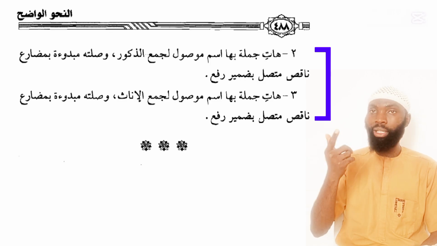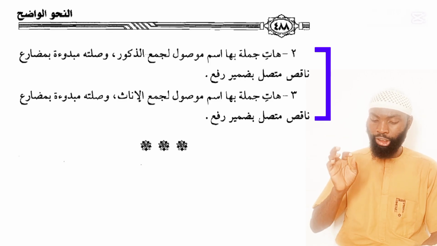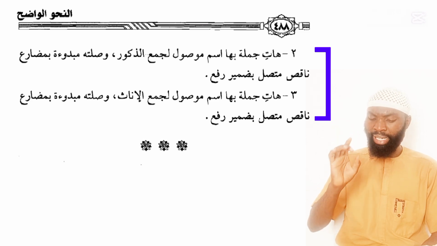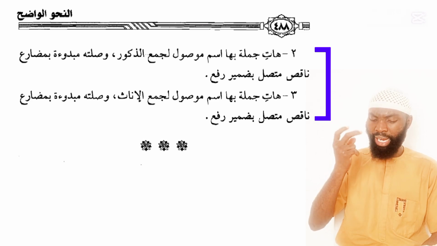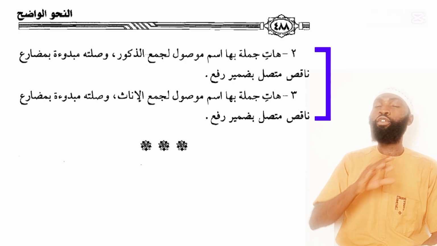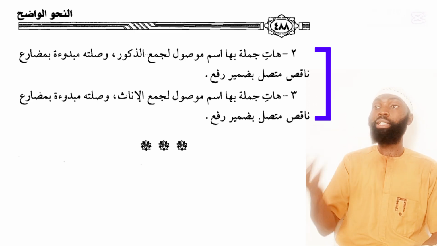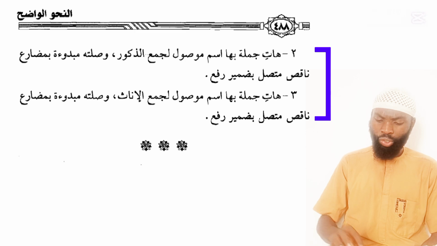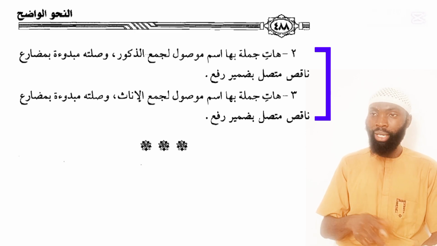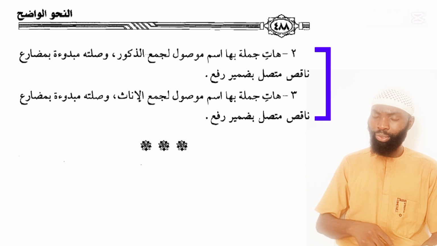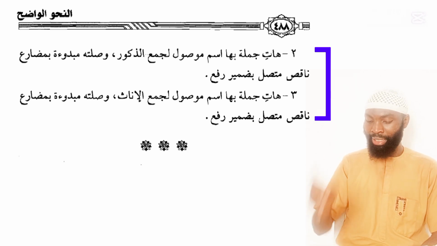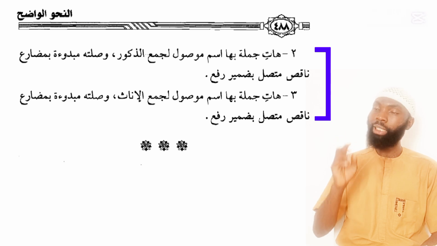Number 2, you have hati jumlatan biha ismun marfu'un li jam'il zukur. You have to bring a complete sentence. This sentence should have a relative pronoun also, li jam'il zukur, for the plurality of masculine. That is, you should have the word alladhina. Wasilatuhu, and the completing sentence should begin with a present tense verb that is also attached to a dhamir. Lastly, we have hati jumlatan biha ismu mawsul li jam'il inath.